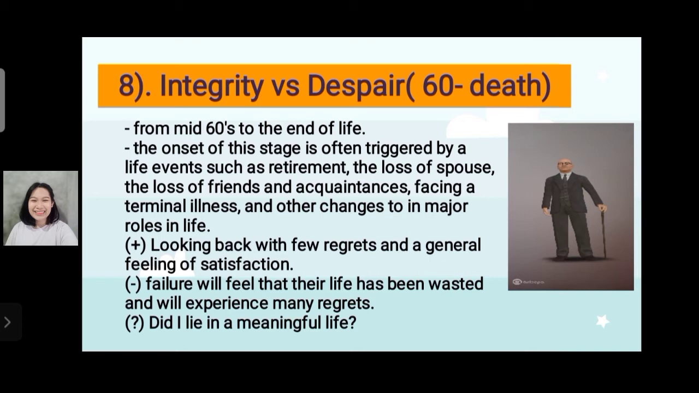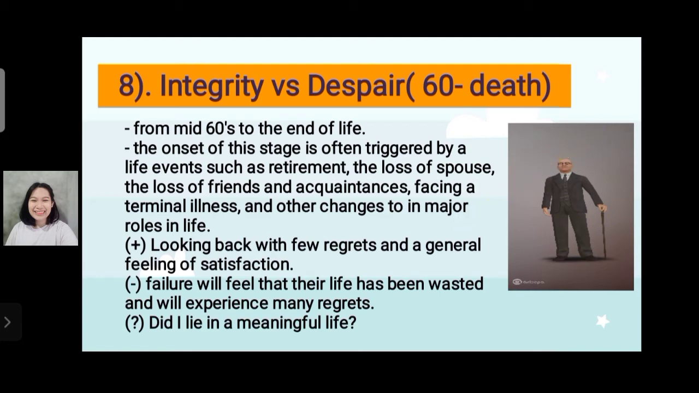So negative, failure will feel that their life has been a waste and will experience many regrets. Okay, at yung feeling na maglo-look back ka and then you see na dapat ginrab ko yung opportunity. Dapat pala nag-OFW ako, 'di ba? This is the common scenario. Dapat nag-OFW ako. Kung hindi kaya ako nagkasakit, maybe I will become successful right now, 'di ba? That's integrity versus despair. So the major question is, did I live a meaningful life? Okay. That's the last stage.